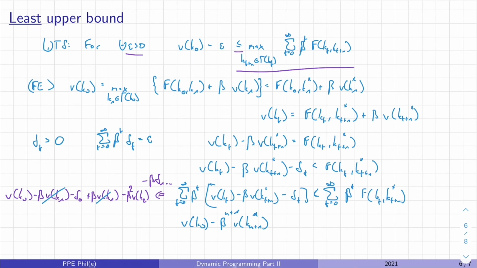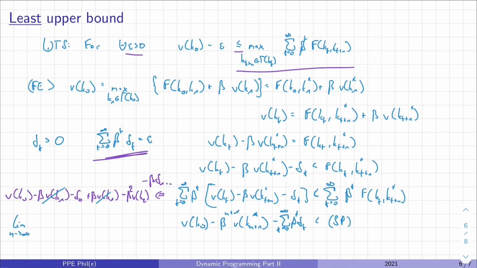because each of them gets subtracted, but depending on how far we go, that will be the last one which is remaining, minus the infinite sum of delta t. But what you remember is what we defined it as here, which is going to be useful in a second, which again is smaller than the sequence problem. So this becomes v(k0) minus beta to the n plus 1.